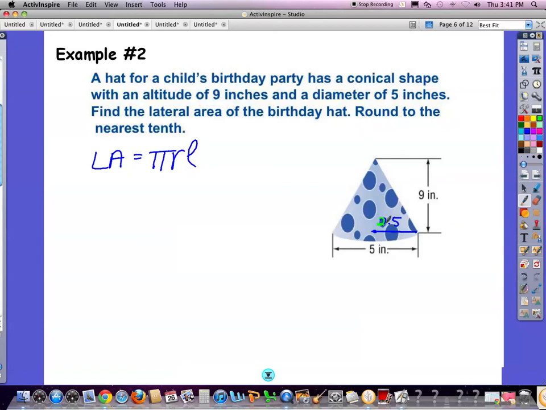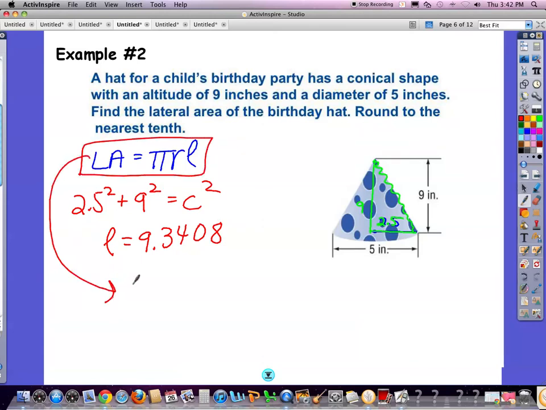Wonderful that you can see that. So 2.5. This is also going to be 9. I just need to find my slant height. My slant height will be 2.5 squared plus 9 squared equals c squared. Kind of what I just did on the last problem. All right, and I put that all into my calculator. I am finding that the slant height is 9.3408.